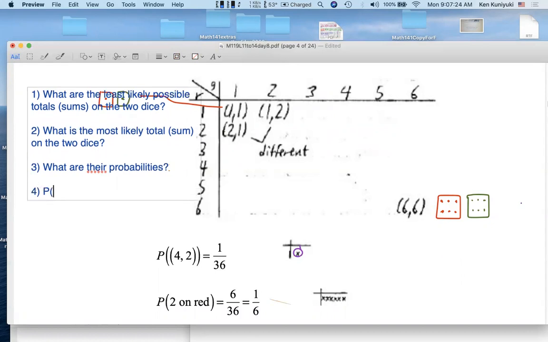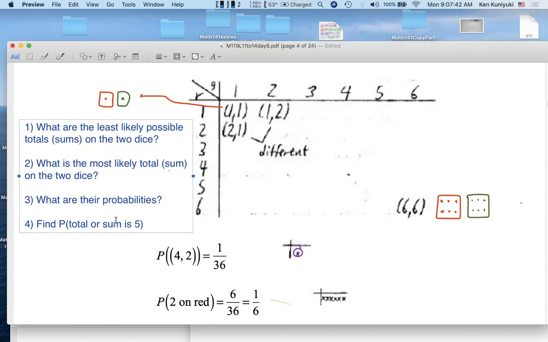While we're at it, what's the probability that the total or sum on the two dice is a 5? Find the probability that the total or sum of the two dice is, let's say, 5. And by the way, a little hint here. What are the possible sums? The integers from 2 through 12. 2, 3, 4, 5, 6, 7, 8, 9, 10, 11, and 12.